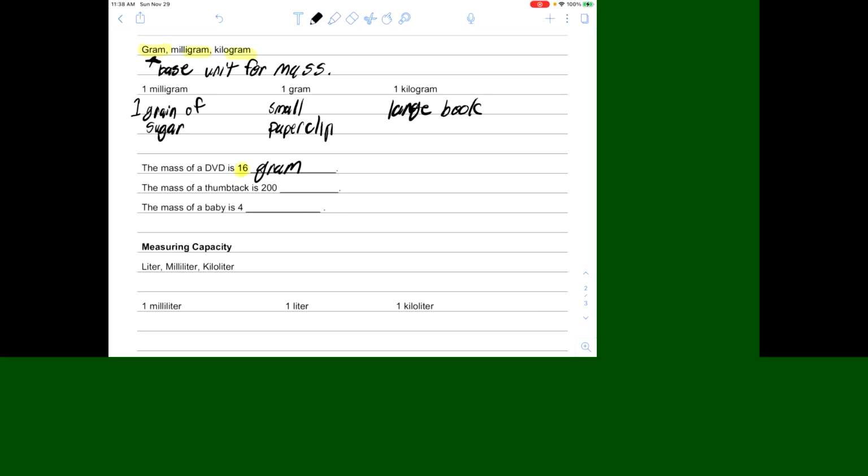Then we have the mass of a thumbtack. Here we have 200 grains of sugar, 200 paper clips, or 200 books. Well, a thumbtack, I know that's really little. That's something that we would use to push something into the wall. So I think since 200 is a big number, 200 grains of sugar is probably the closest to the weight of a thumbtack. Definitely not 200 paper clips. So I would definitely say that the mass of a thumbtack is 200 milligrams.